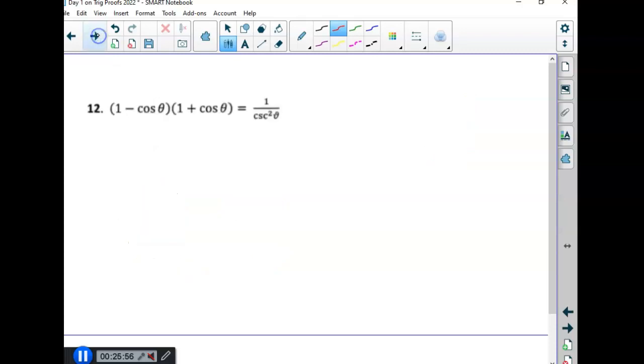Last one. What are you thinking here? Foil together the left side, and what does that become? Yeah, it does become a 1 minus cosine squared. I'll show all my steps, but if you didn't, I would be okay with that.